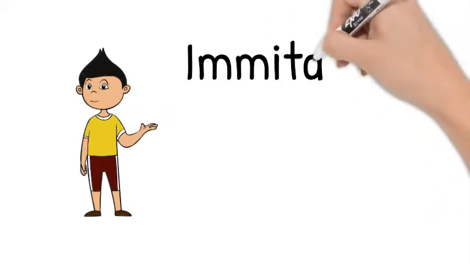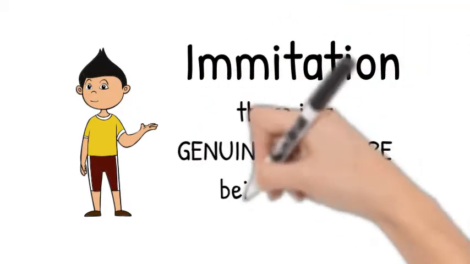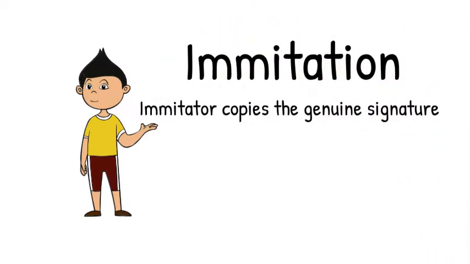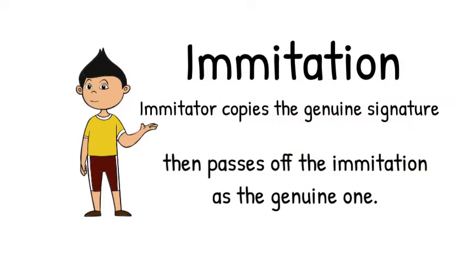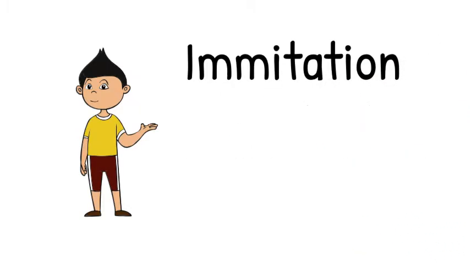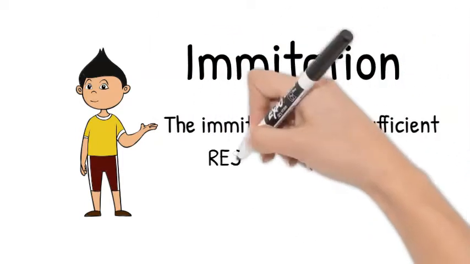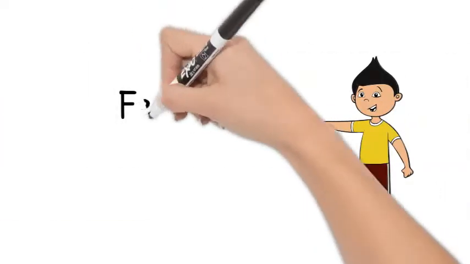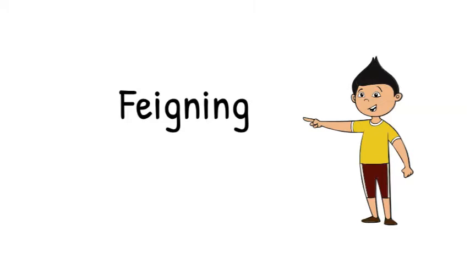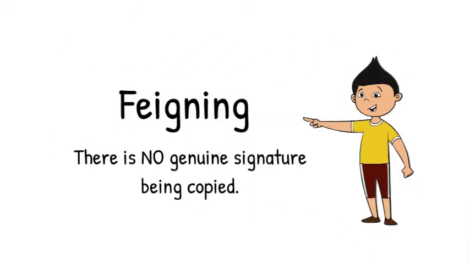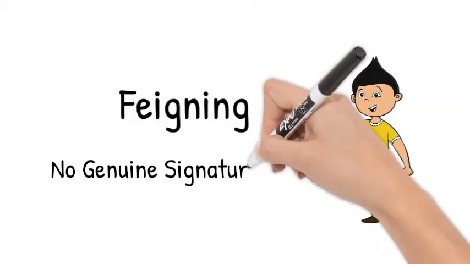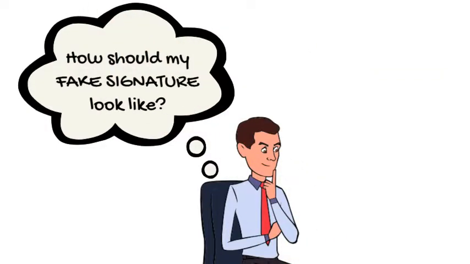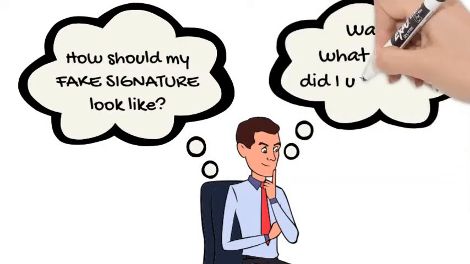When we talk about imitation, we presume that there is a genuine signature that is being copied. The imitator makes an attempt to copy the genuine signature and then pass off the imitation as the genuine one. In the imitation of a signature, the imitation bears sufficient resemblance to the genuine signature. On the other hand, when we talk about feigning a signature, there is no genuine signature being copied. There is no genuine signature at all. The forger simply creates a signature from his imagination and then uses it as his own.